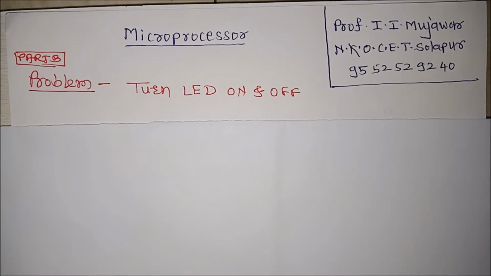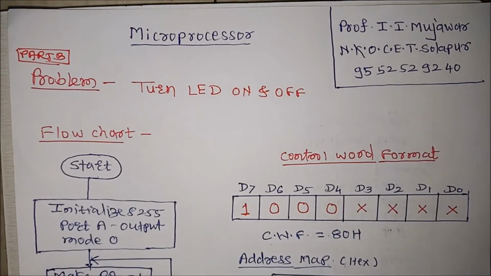So in the last session, we covered the hardware part of our problem, that is interfacing 8255 with 8085 in I/O mapped mode and turning the LED on and off. In this session, we will see the software part, that is the programming. Here we'll have the flowchart first.